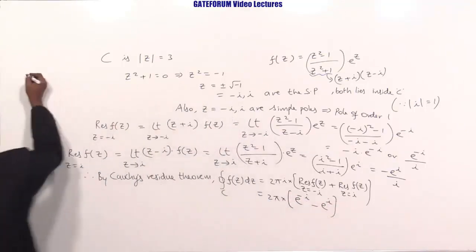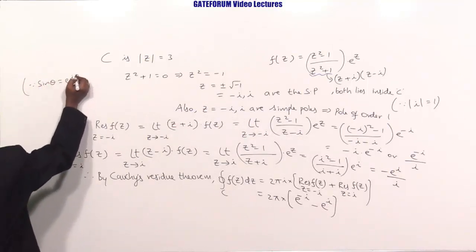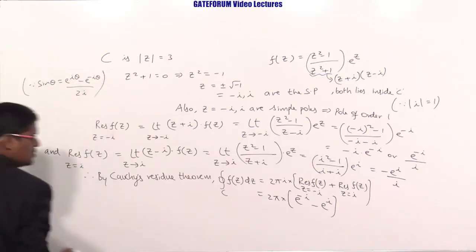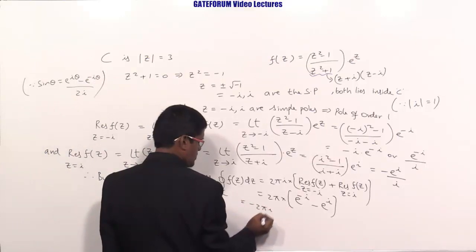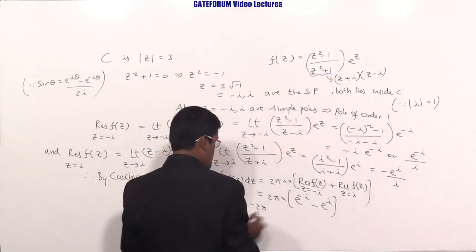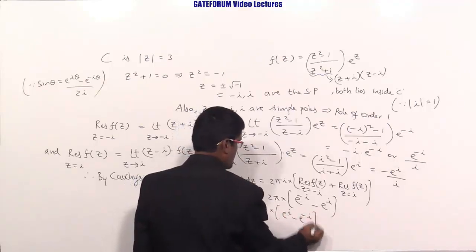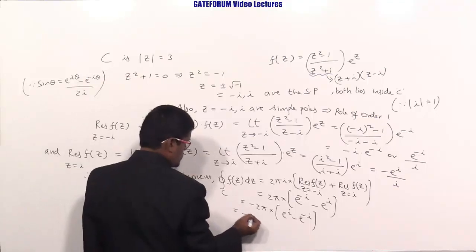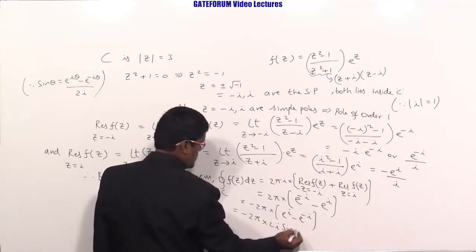So since sine theta is equal to e to the power i theta minus e to the power minus i theta by 2i. So now this I can write as minus 2 pi, take out minus, this can be written as minus 2 pi into e to the power i minus e to the power minus i, where comparing with theta, 1 degree or 1 radian. So minus 2 pi into 2i sine 1.